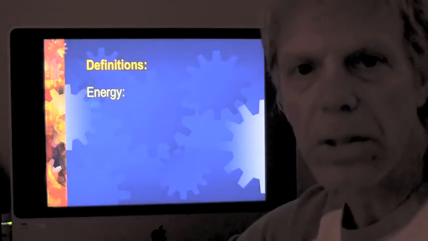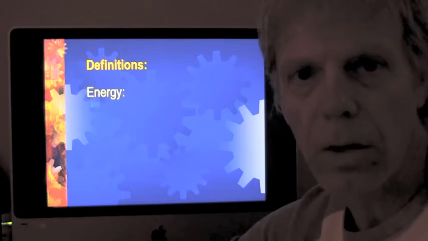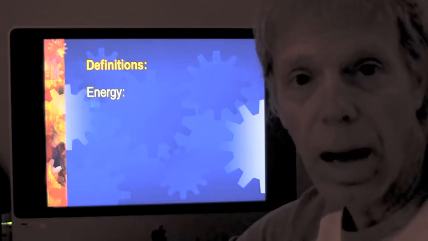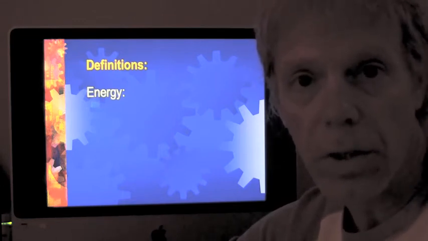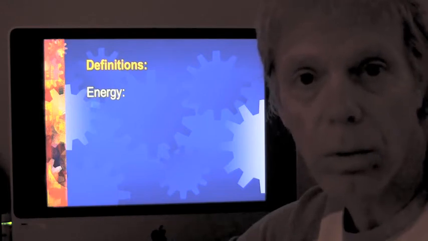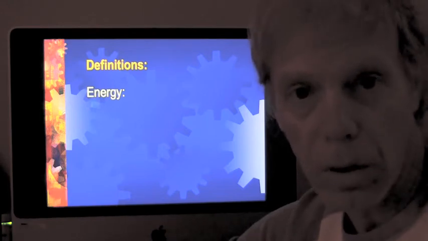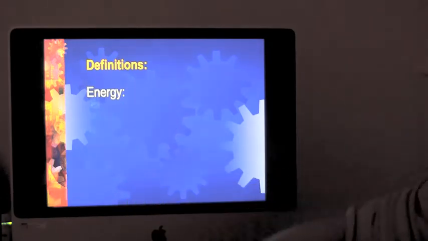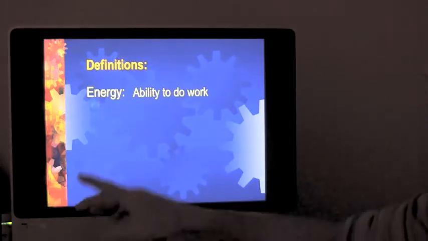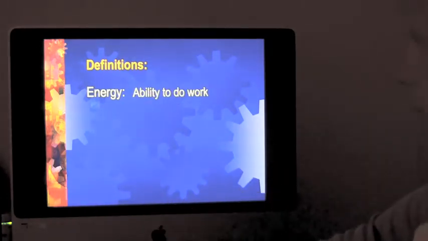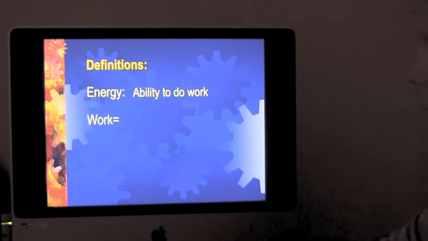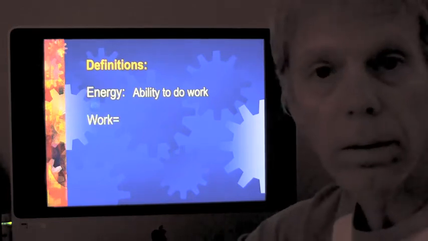First, we'll discuss some basic definitions so that we can understand how simple machines have an impact on the world around them. First, energy. Energy is the ability to do work. Well, what is work?